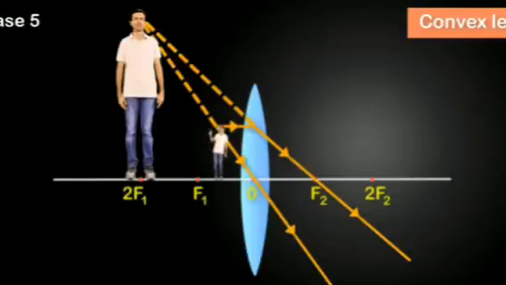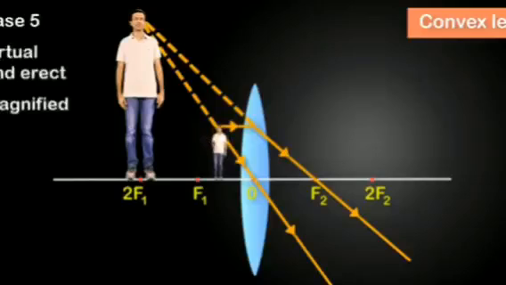Wow! Can you see? The image is magnified here. So what are the properties of the image? The image is virtual and erect, it's magnified, and it's formed behind the object.